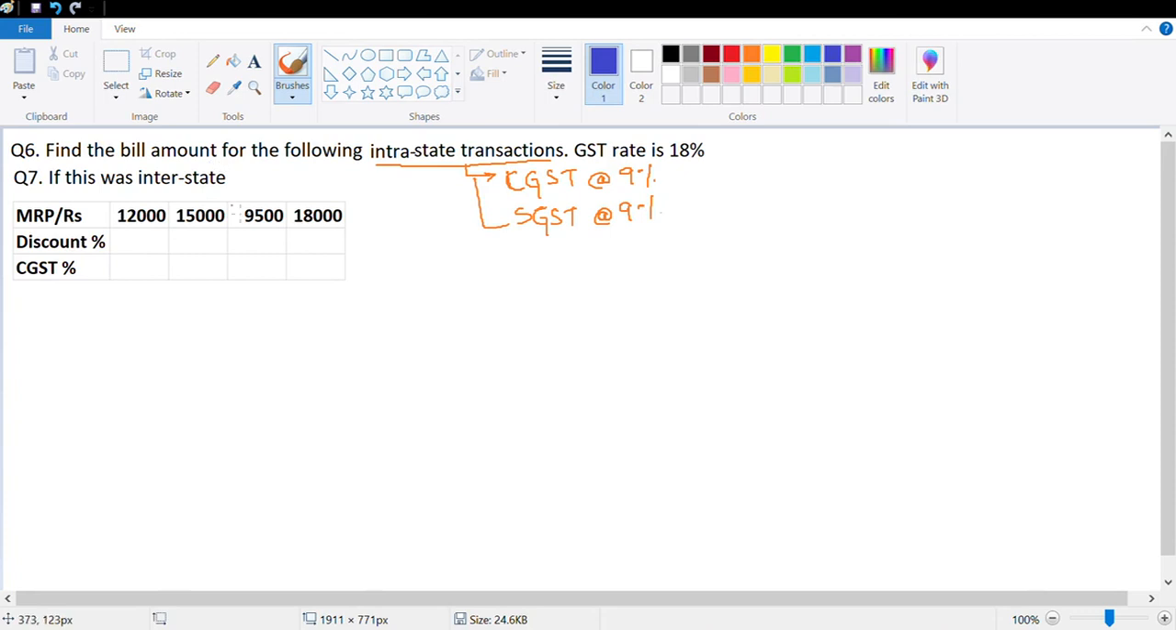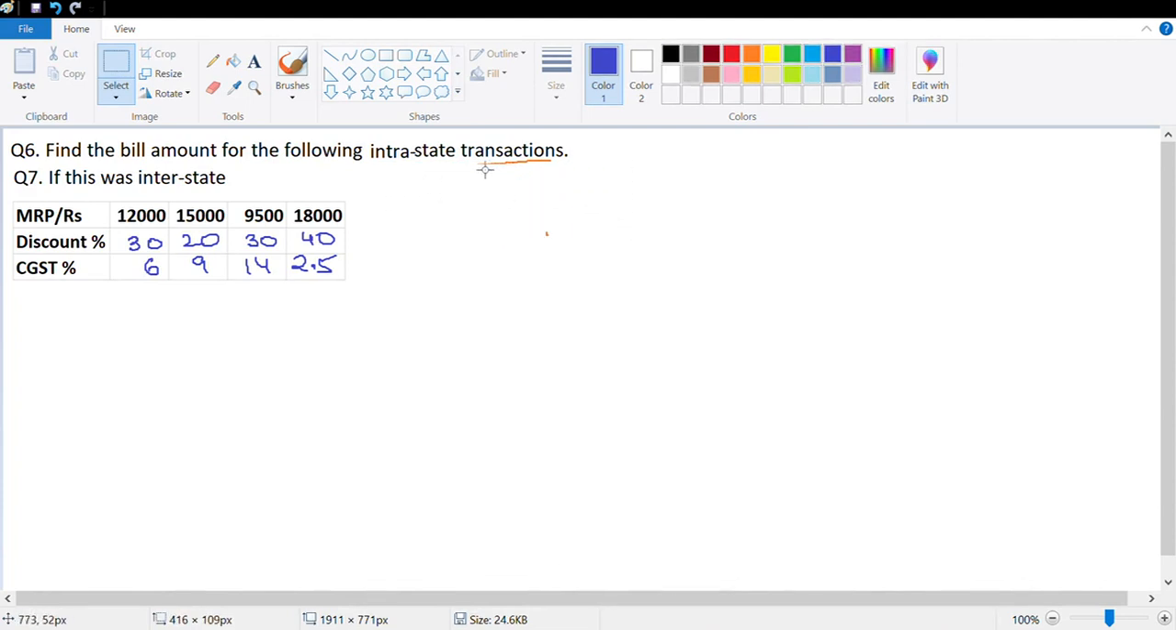So this is 12,000, 15,000, 9,500, 18,000. Oh, the discount is given. I have not written it down. This is 30, 20, 30, and 40. And the CGST rate is 6, 9, 14, and 2.5. So what was this given? Find the bill amount in the intrastate transaction. Oh, I have copied this question wrong. This GST rate is not given. GST rate is different for different products.